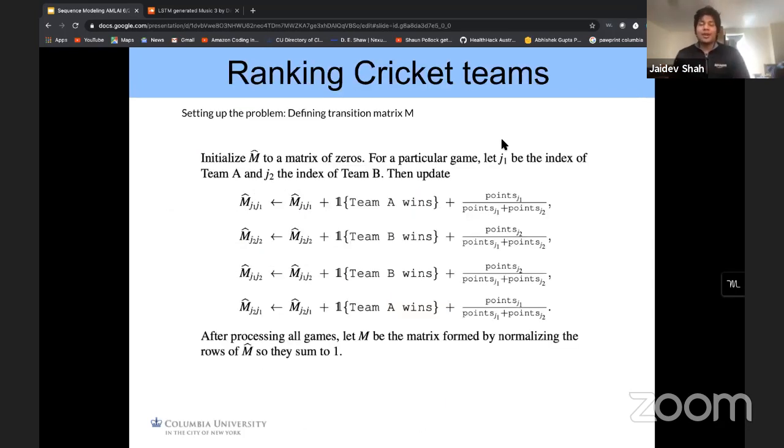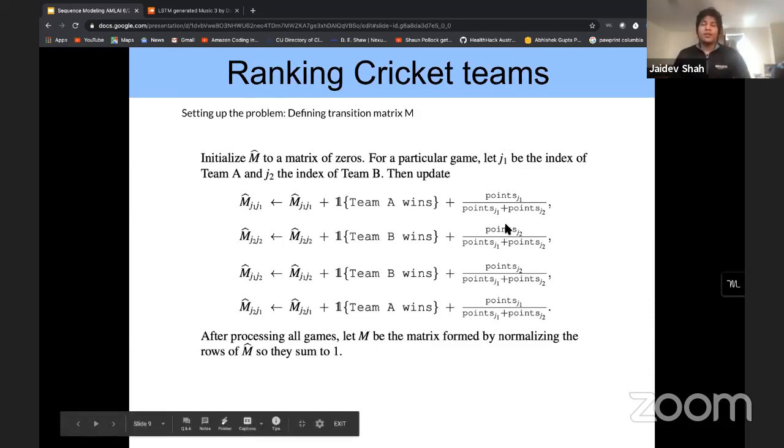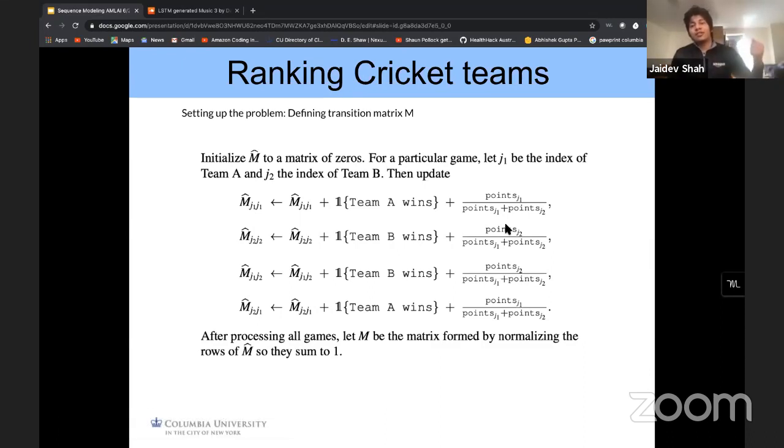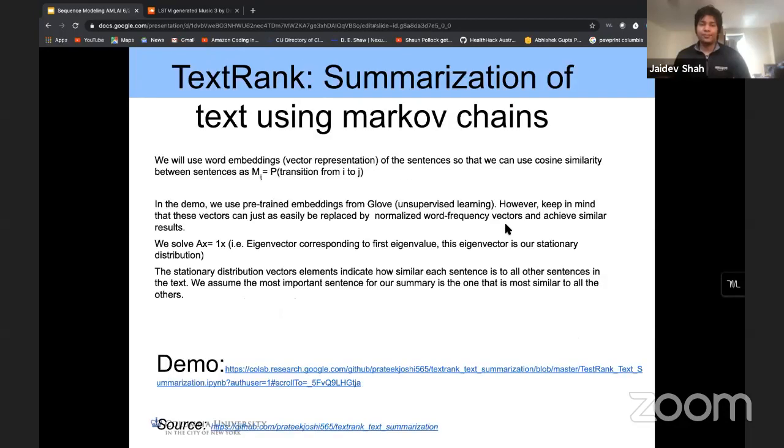And then another example is you can rank sports teams. You can rank cricket teams by constructing this transition matrix in the following way, and then using this PageRank algorithm. And then, given last year's IPL results, you can get a prediction of what the next year's IPL results will be. This is also an application of PageRank.